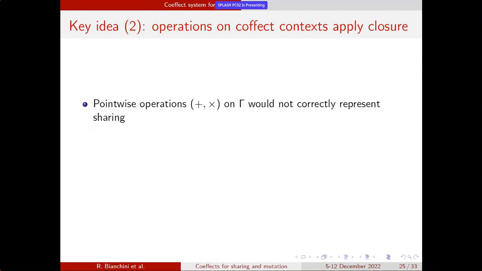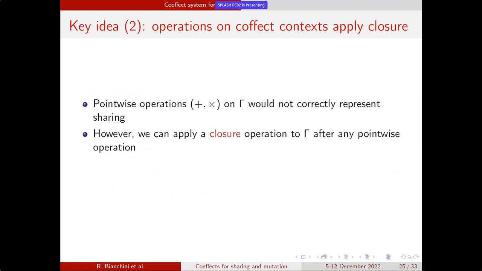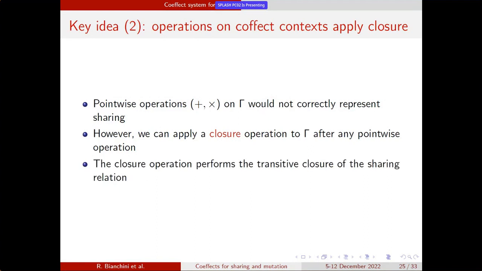The second key idea is that while it's true that point-wise operations like plus and multiplication on our gamma will not correctly represent sharing, we can apply a closure operation to our gamma after those point-wise operations to get the correct result. And our closure operation just performs the transitive closure of the sharing relation.